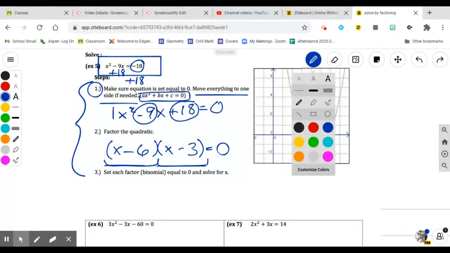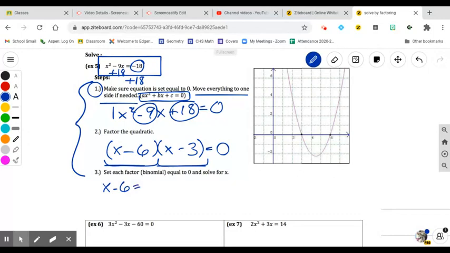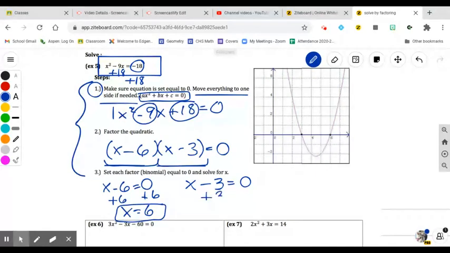We do this. x minus 6 equals 0. And then you do another equation. You want 2 different equations. x minus 3 equals 0. And then you solve each one for x. So I'm going to add 6 to both sides. So I have x equals 6. That is one of our solutions. And then add 3. x equals 3 is our other solution.